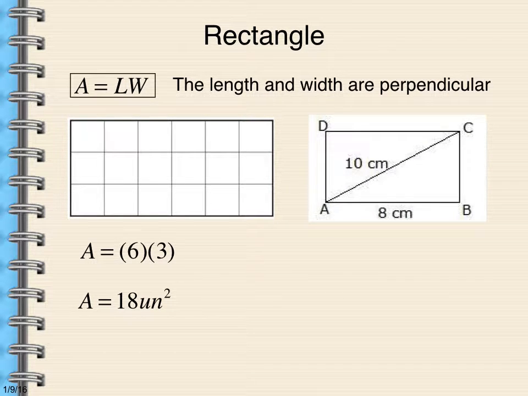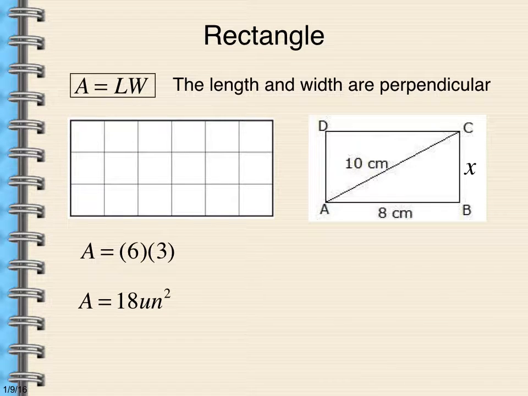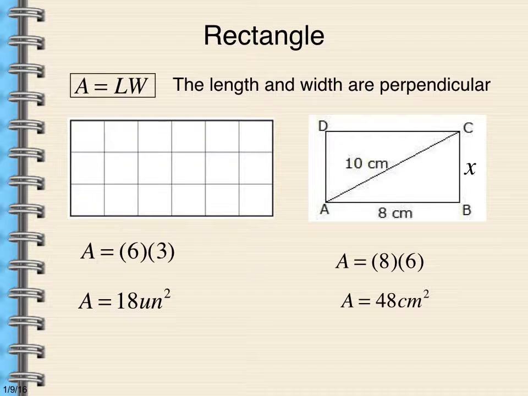Not as easy. We know the length, we don't know the width. We can call it x. I'm seeing a right triangle there, are you? So we can apply the Pythagorean theorem of a squared plus b squared equals c squared. And we can determine that x equals 6 centimeters. Now I know my length and my width, and substituting them into the formula, I get 48 square centimeters for the area of that rectangle.